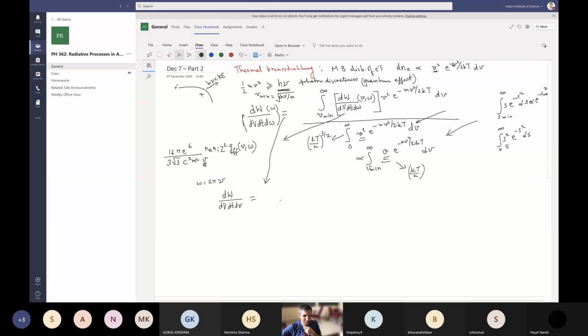Let me write down the final expression: 2 to the 5 pi e to the 6. You will never have to remember all these things because they are available in standard textbooks. What's important to keep in mind is the dependence on important things like temperature and frequency. These fundamental constant dependencies, no one needs to recall.